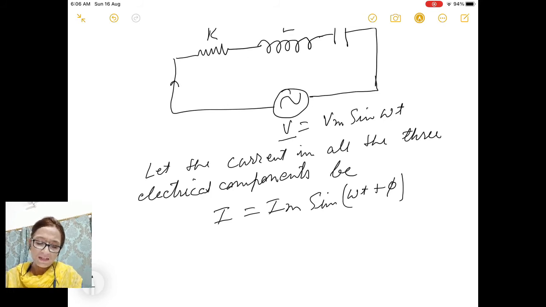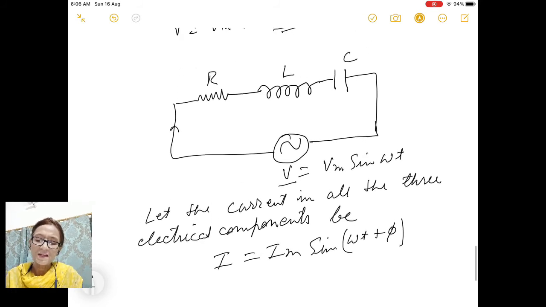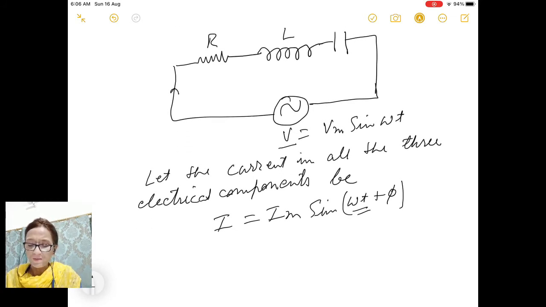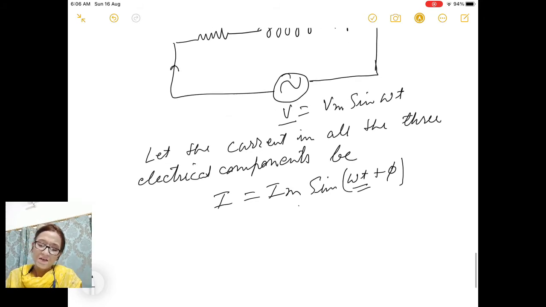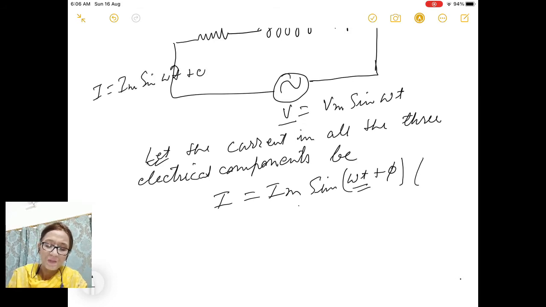So for finding instantaneous current in LCR circuit, we know already this omega t. We need to find current amplitude and phi only. If we find these two things, we can find instantaneous current. So we have assumed that this is your current flowing through the circuit. I is equal to Im sine omega t plus phi.